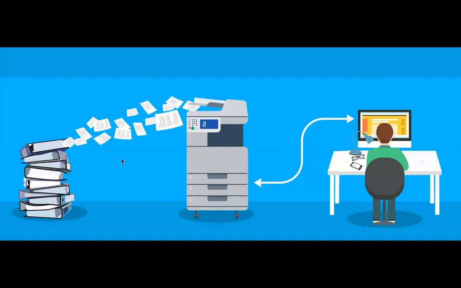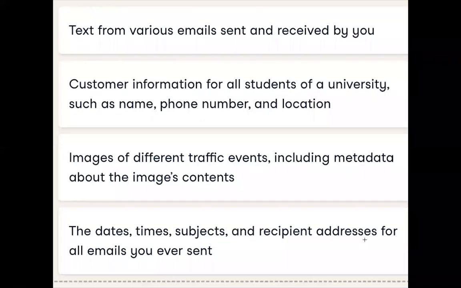Okay, so I'm showing on my screen. Please be watching your screen. Now, this data, as a data scientist, where will you store it? Which type of database are you going to store this? The first one, does it fall under relational database, or are you going to store it in the document database? Texts from various emails sent and received by you.